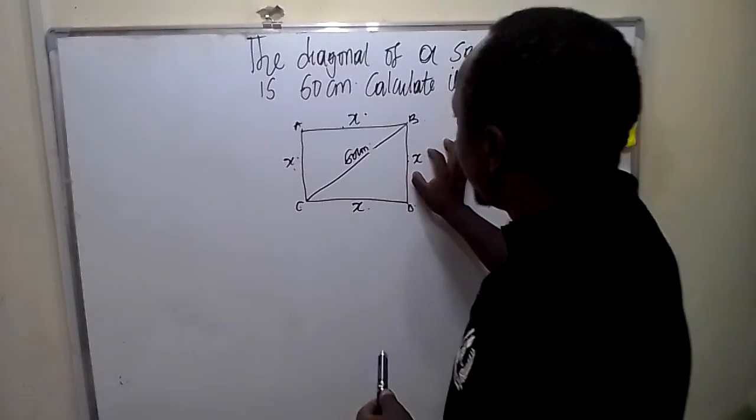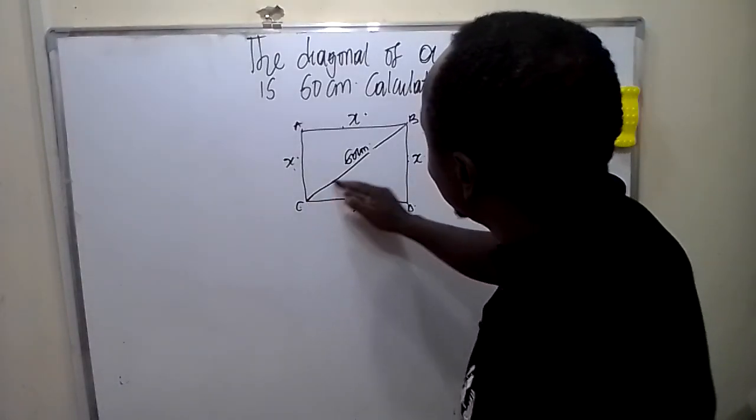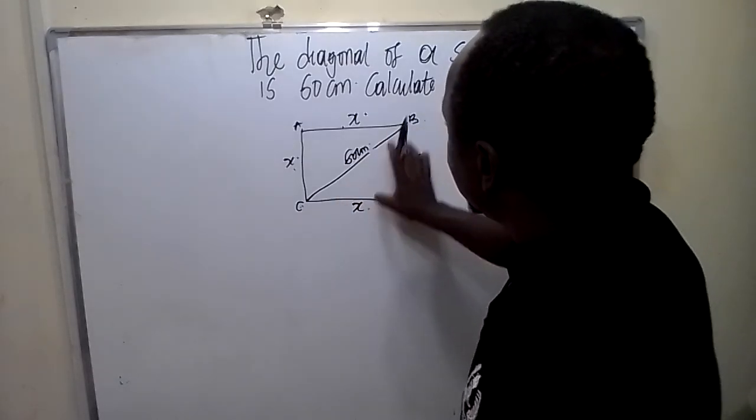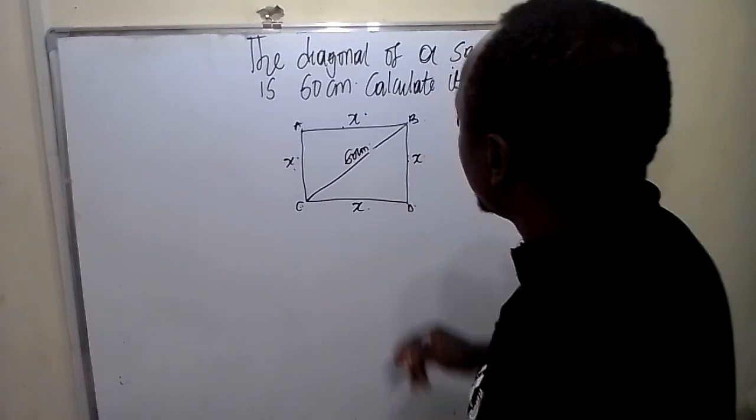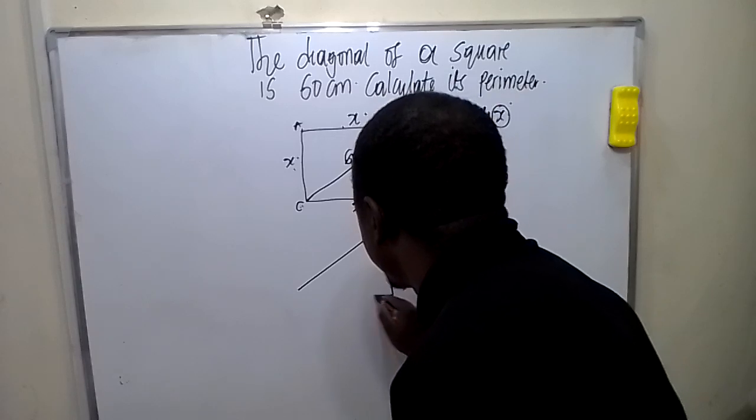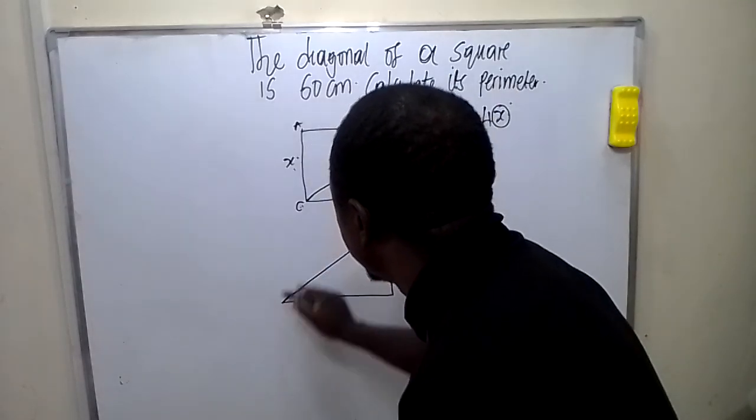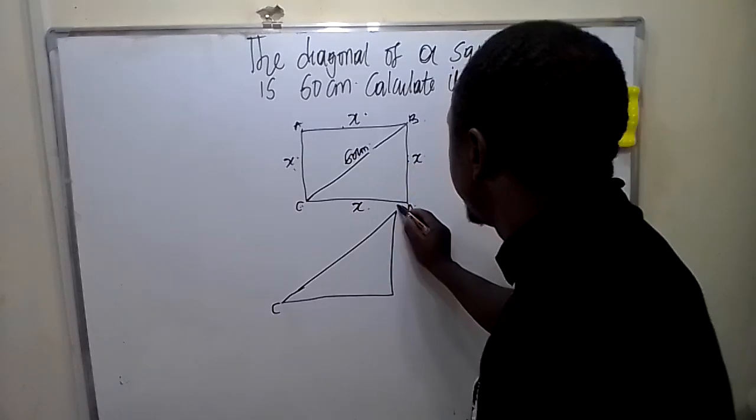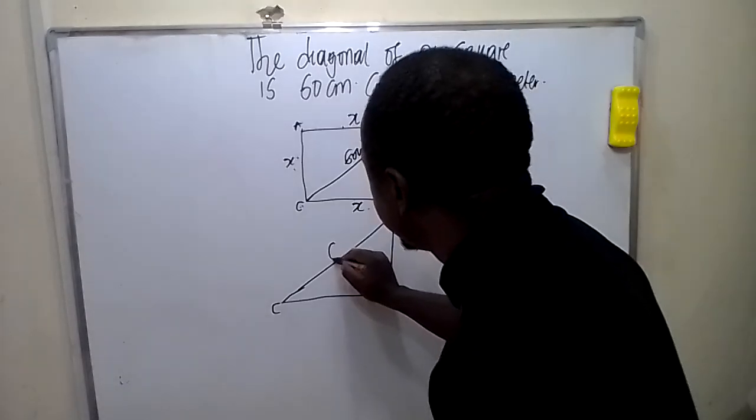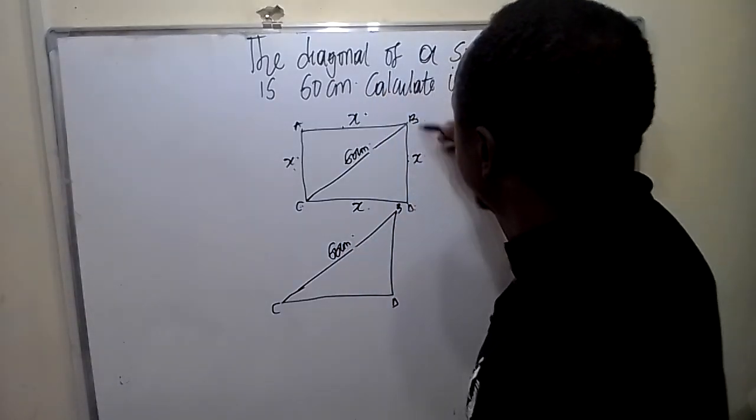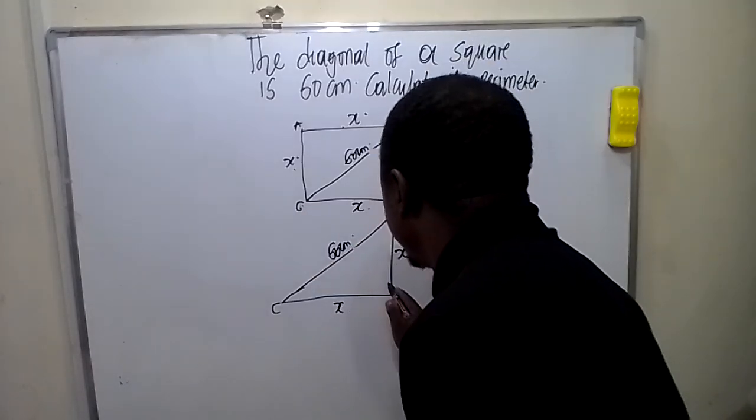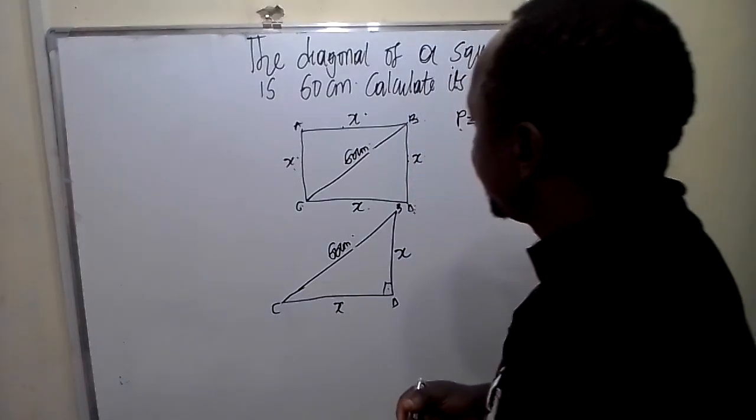Now, to find the value of x, we can bring out this triangle. That is triangle CBD. If we bring out this triangle, we'll be able to find the value of x. Now, this triangle looks like something like this. This is C, this is B, and this is D. CB is 60 centimeter, BD is x, and CD is x. Don't forget, this is also 90 degrees.